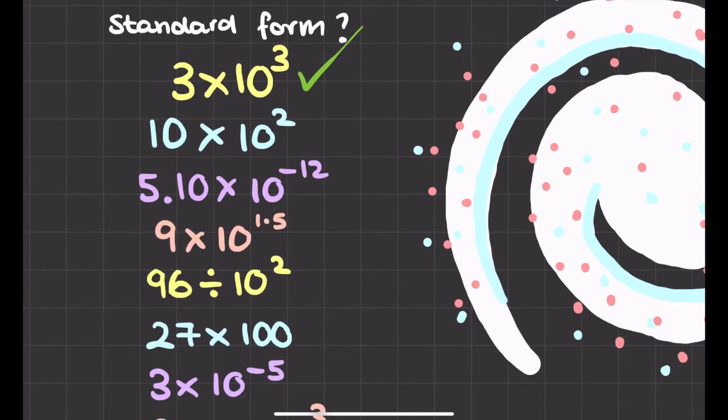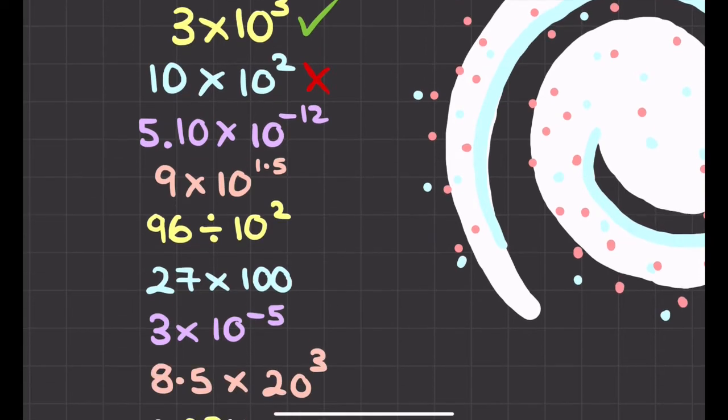Okay, the next one, 10 times 10 squared. What do you think? The answer is no. That's not in standard form because that number there is 10. It has to be between 1 and 10. It can't be 10. Okay? Right, the next one. This one is in standard form. Okay, we're allowed to have negative powers. That's fine. And this number is between 1 and 10. Good. Right, the next one, what do we think?